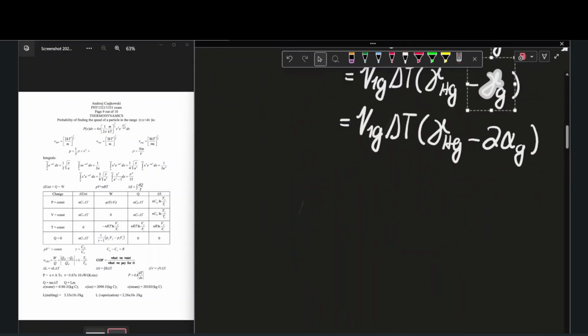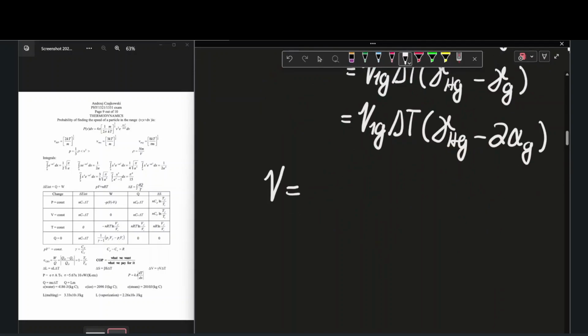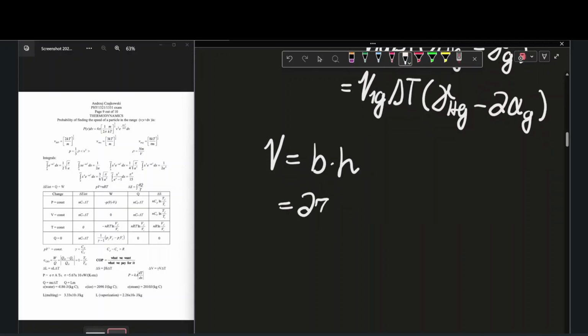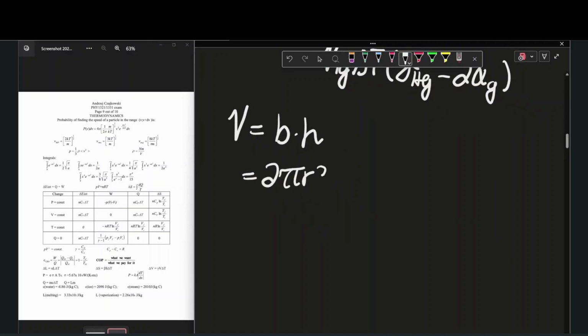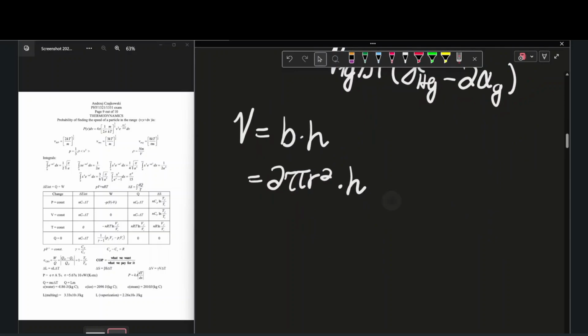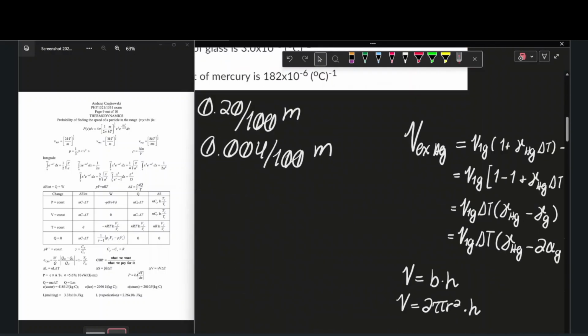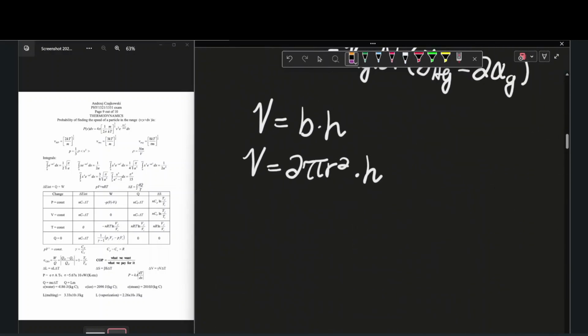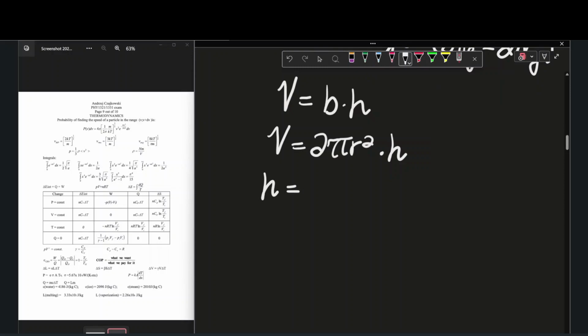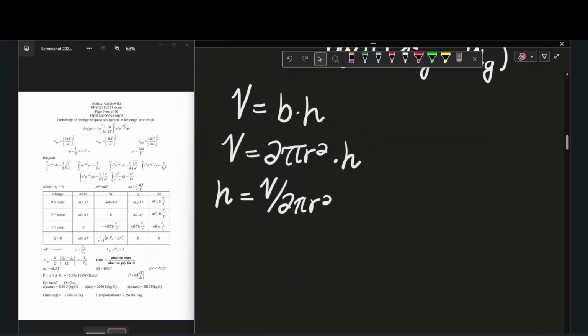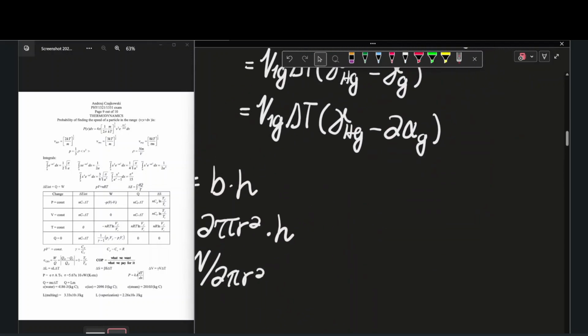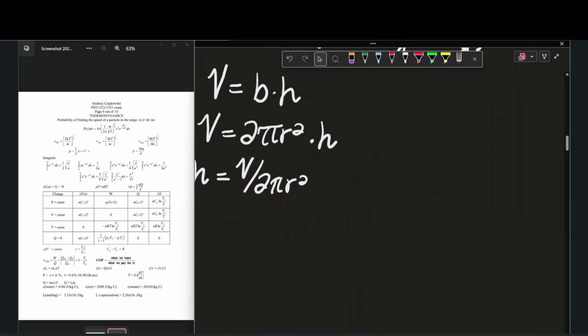Now from here we can say that volume is equal to base times height, right? And so the base would be pi r squared times the height of the tube, right? Now here, of course, we're solving for the height of the tube itself. So the volume of the tube is given by this equation. And since we're solving for h, we have V over pi r squared equal to h. And now, of course, we know V to be this expression.